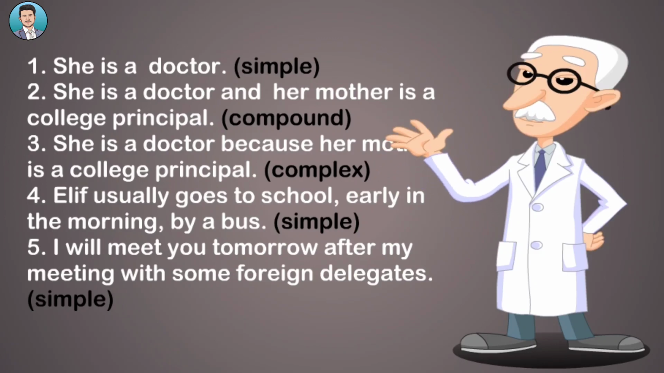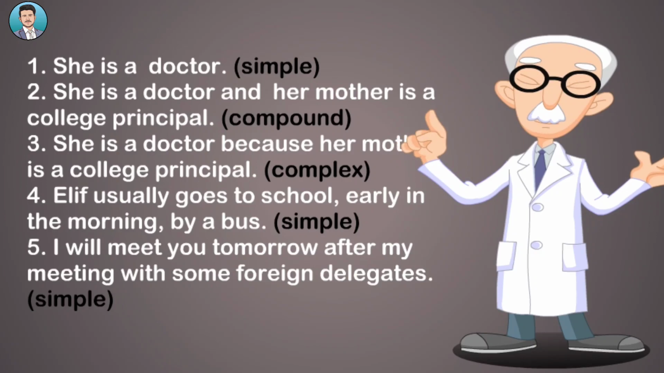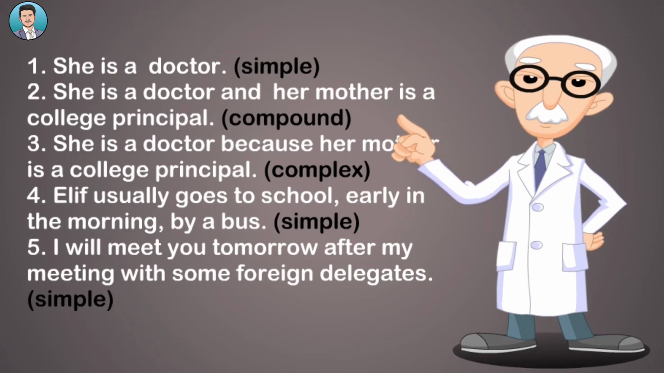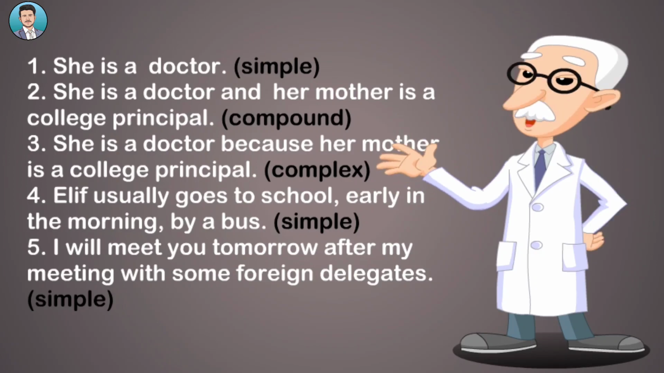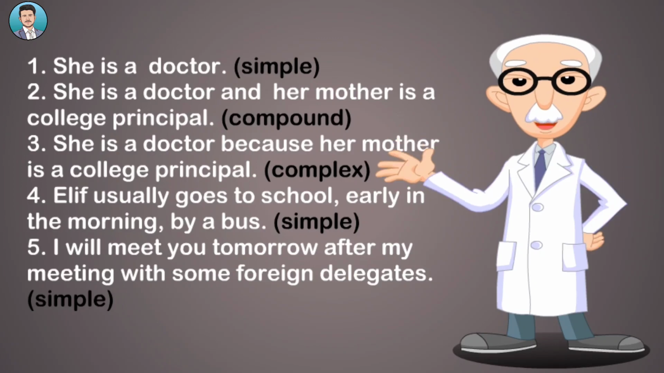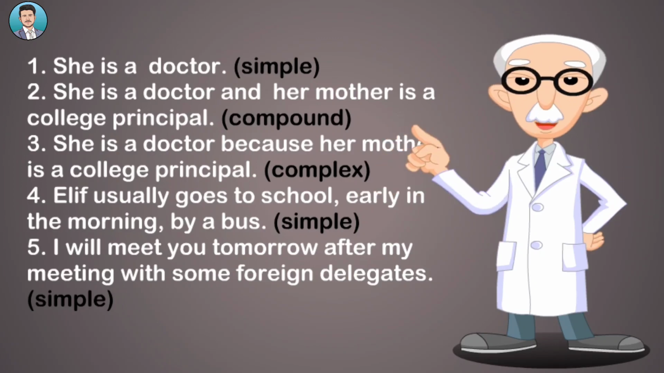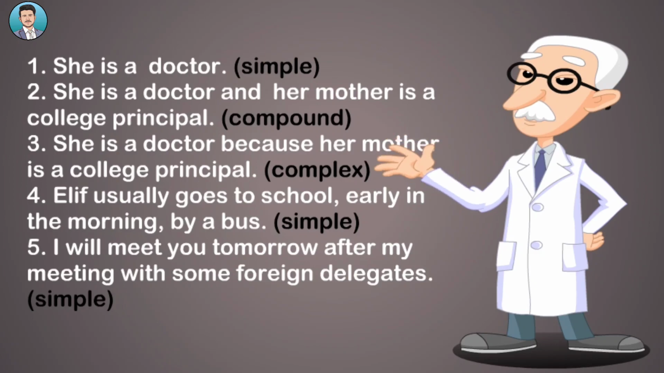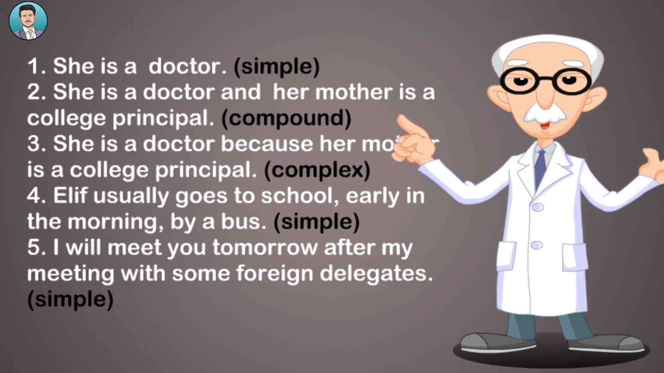I will meet you tomorrow after my meeting with some foreign delegates. Here, I will meet you tomorrow is the main clause. And when will I meet you tomorrow? The next part is giving us the time, some extra information about the thing that is just said in the main clause, like after my meeting with some foreign delegates. So this part is a dependent clause and the sentence is complex.